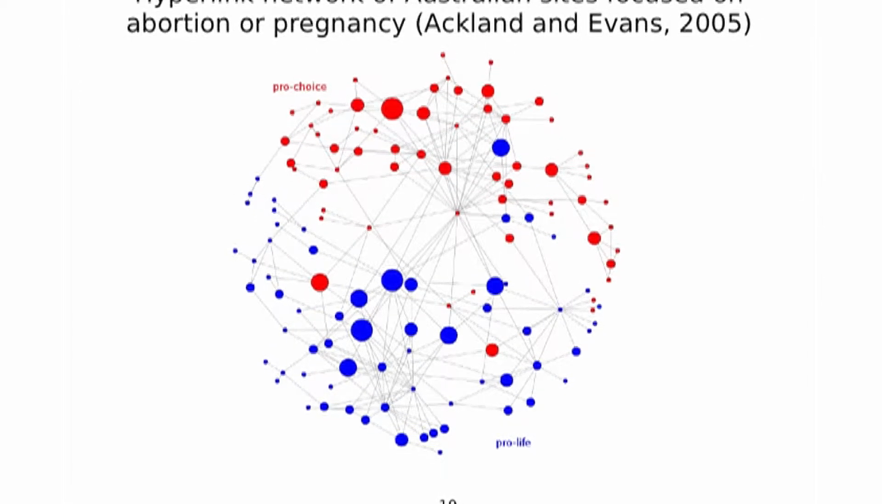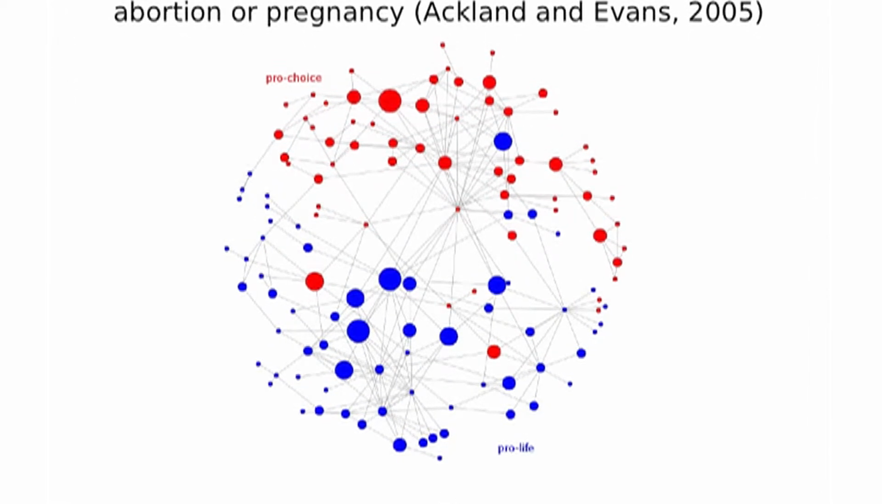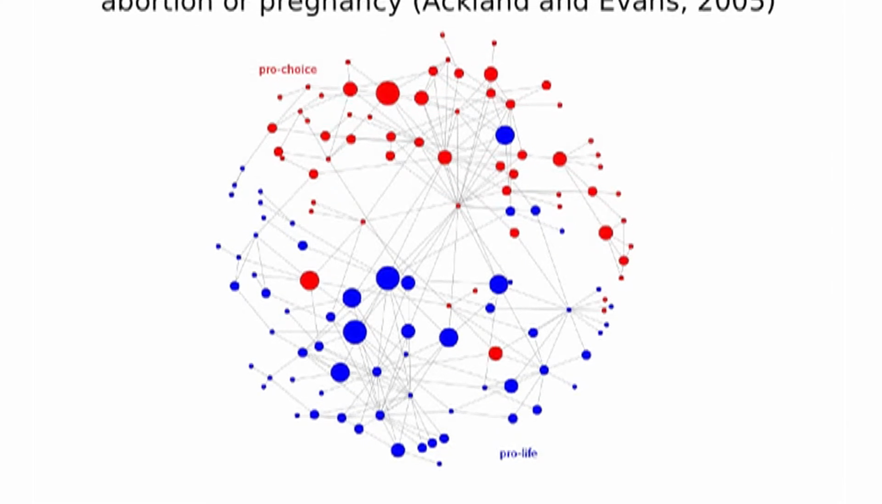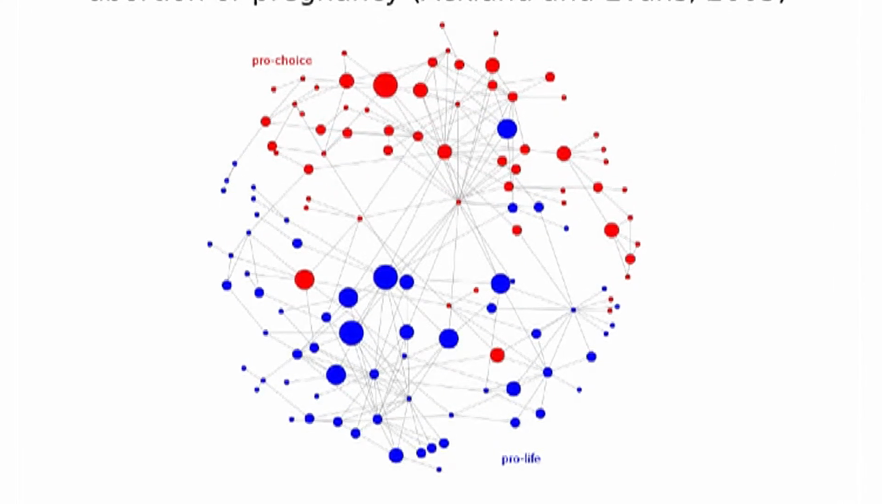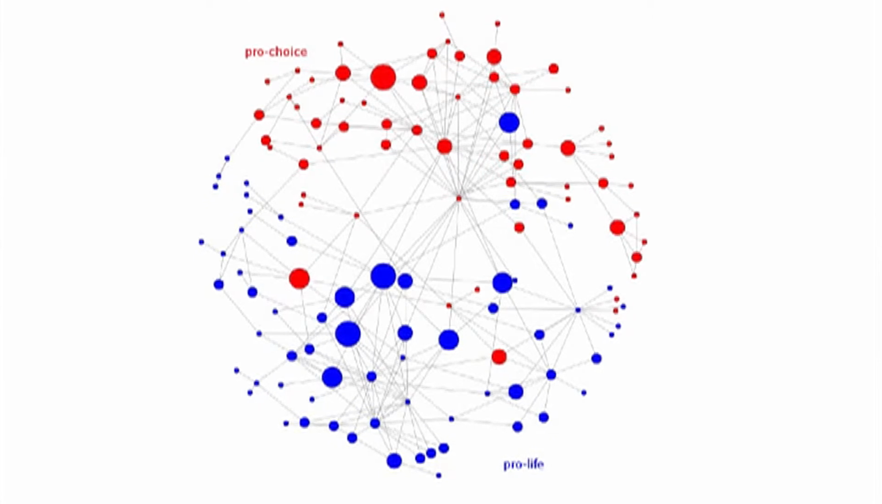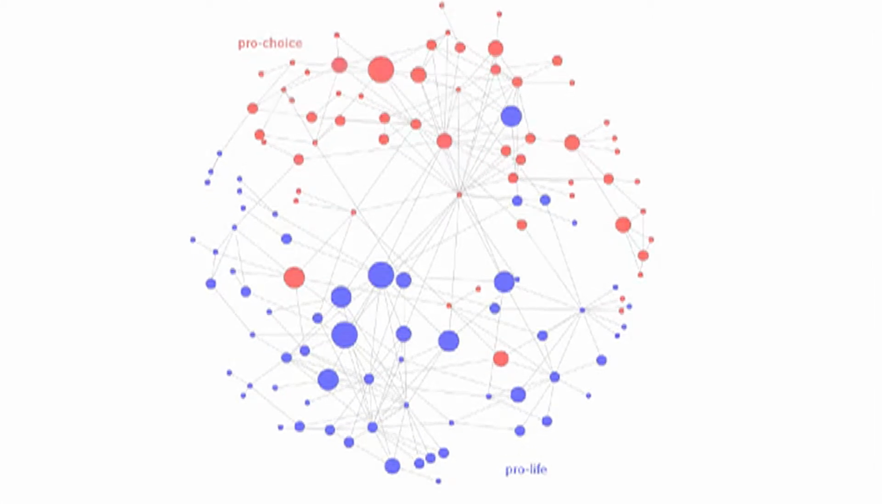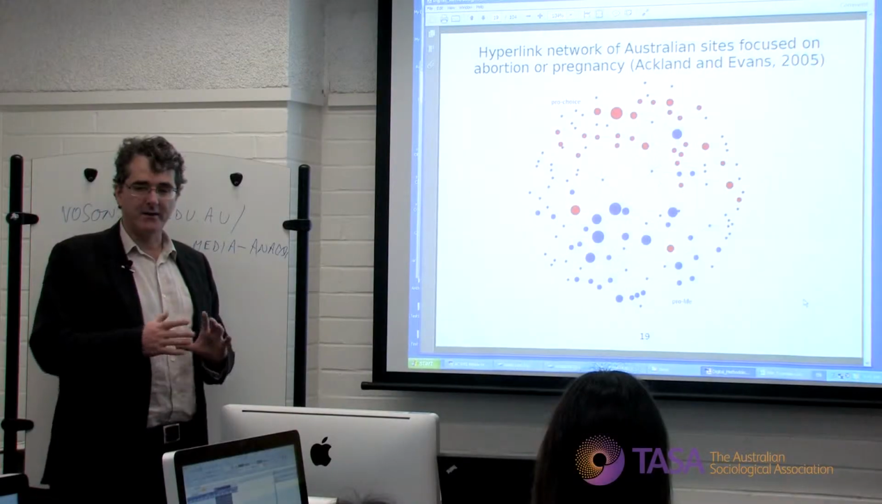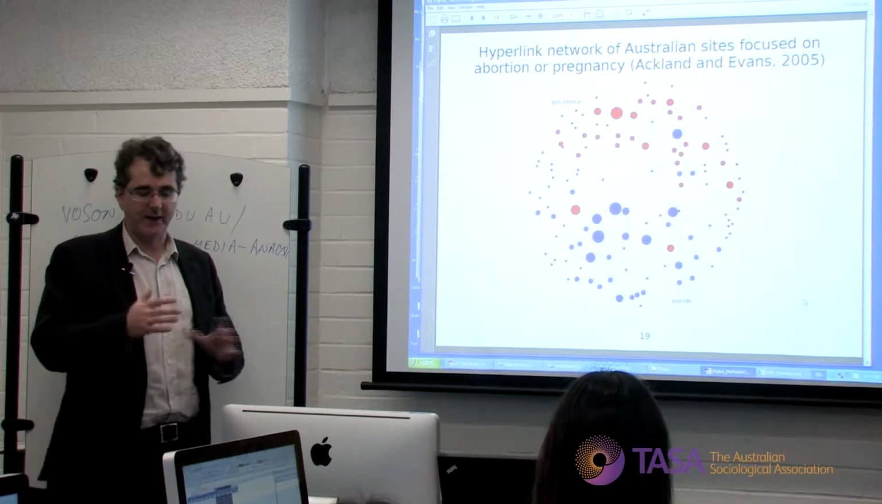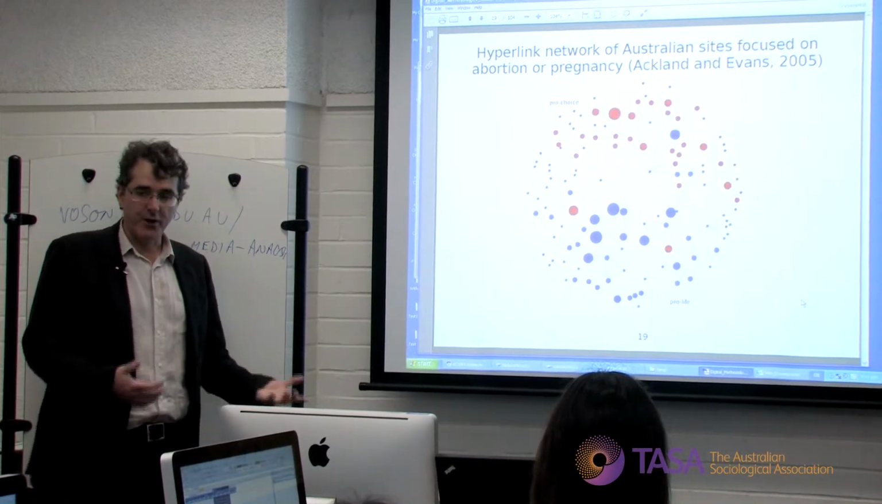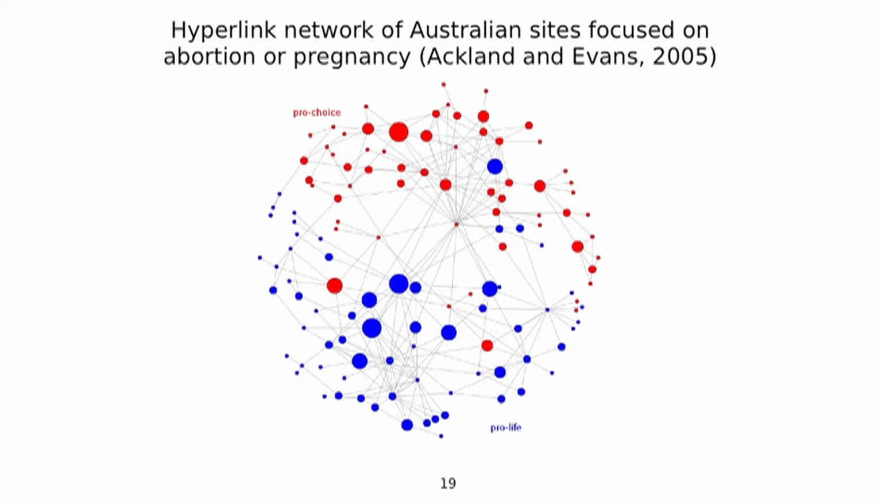And so we used Google to search on, we searched for two terms, Australia abortion in Google, and we found all these web pages, and then we used software that I've written called Voson to find out how these organisations or websites connect to one another. And we also coded the websites up according to whether they were pro-choice or pro-life. And that was not easy to do.